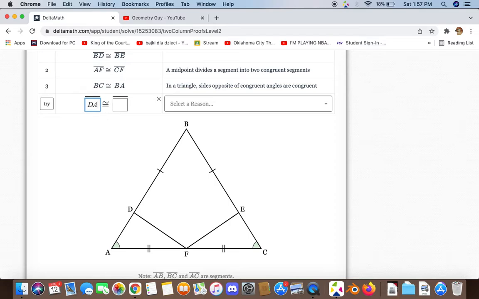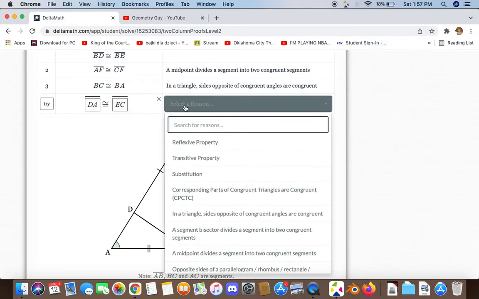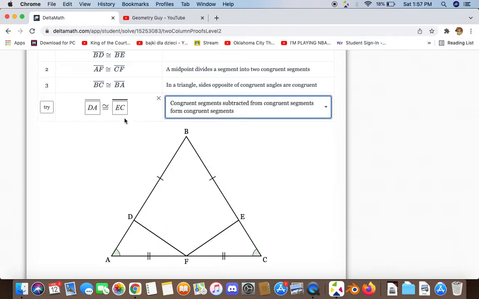We can also say that DA and EC are congruent to each other, and the reason for that is congruent segments subtracted from congruent segments form congruent segments.